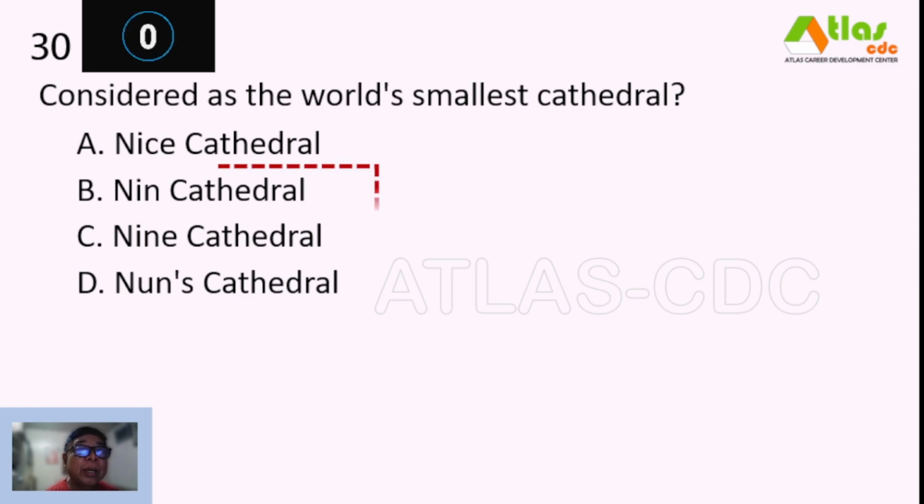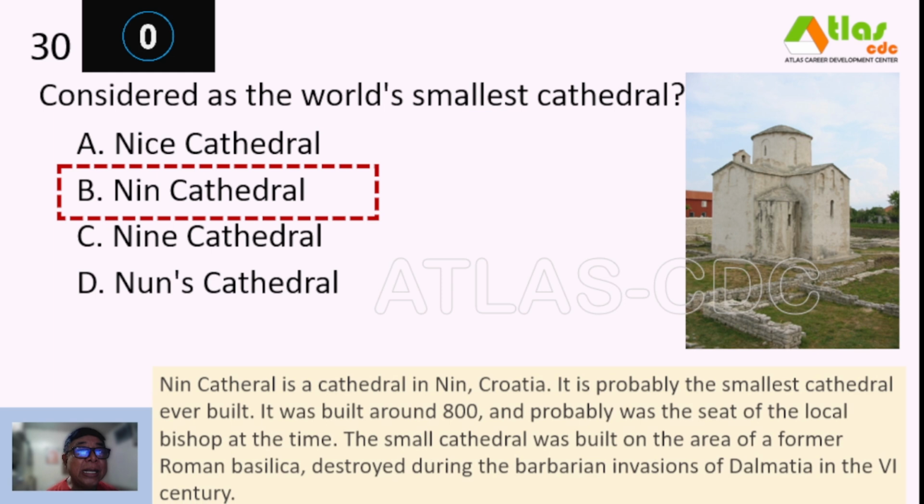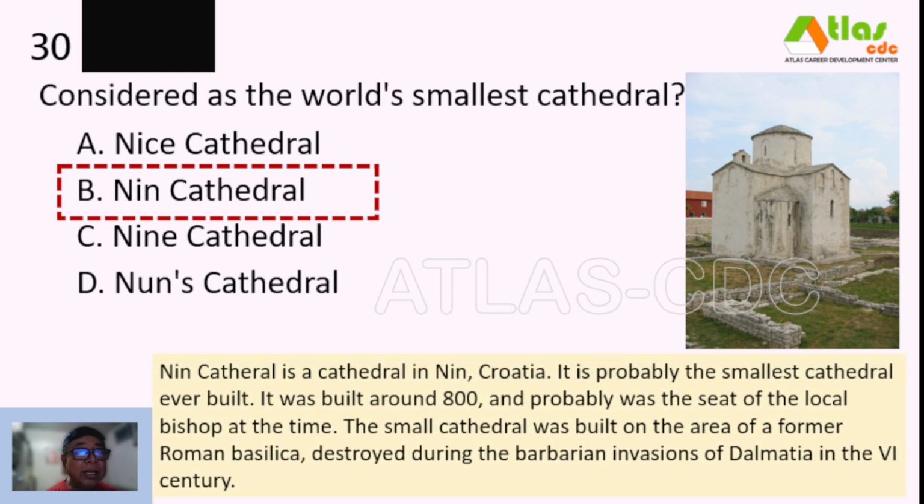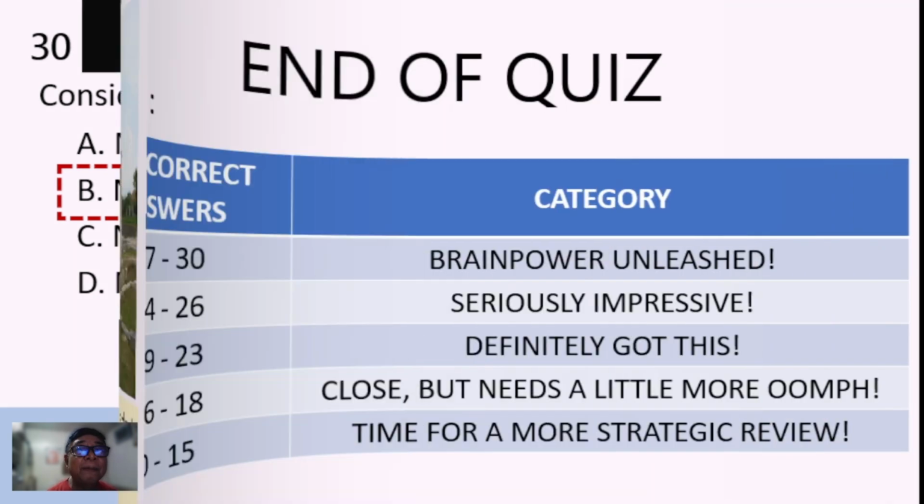And our correct answer is letter B, Nin Cathedral. So Nin Cathedral is a cathedral in Nin, Croatia. It is probably the smallest cathedral ever built. It was built around 800 and probably was the seat of the local bishop at the time. The small cathedral was built on the area of a former Roman basilica, destroyed during the barbarian invasions of Dalmatia in the 6th century. And so that's it.